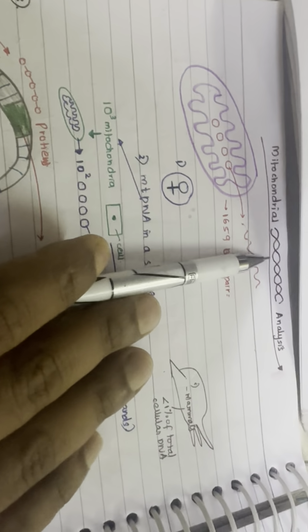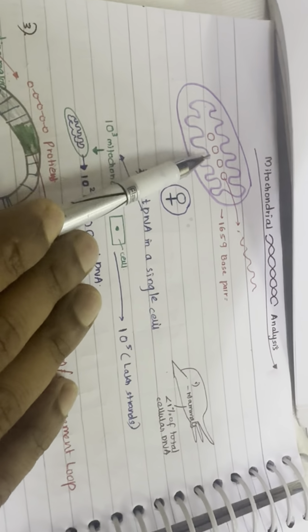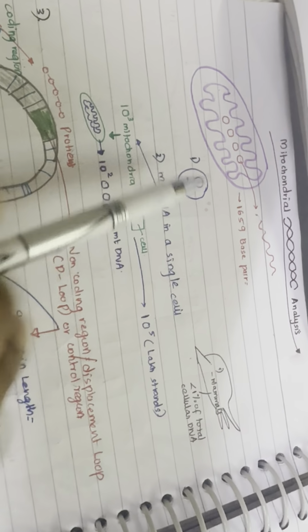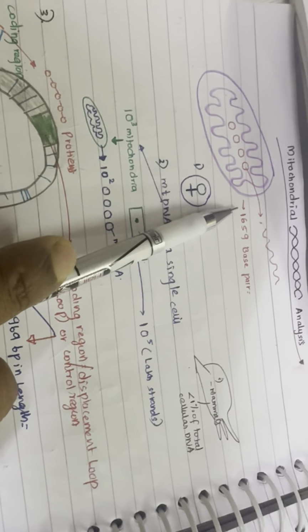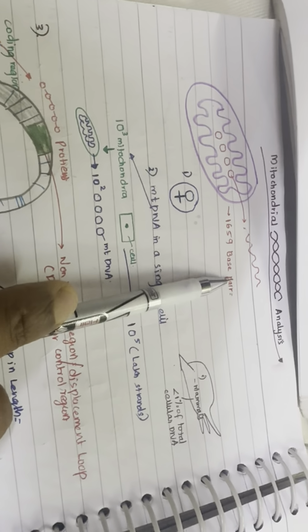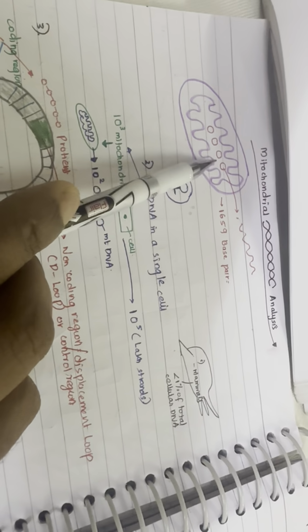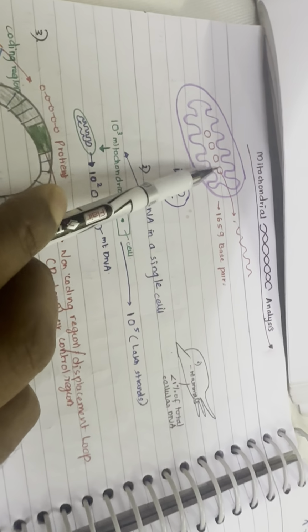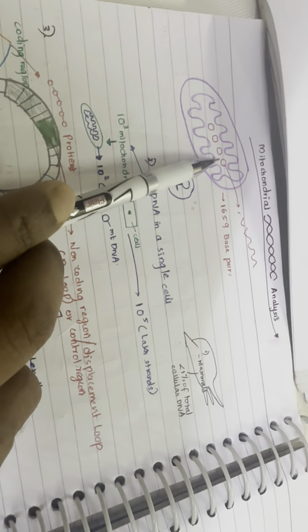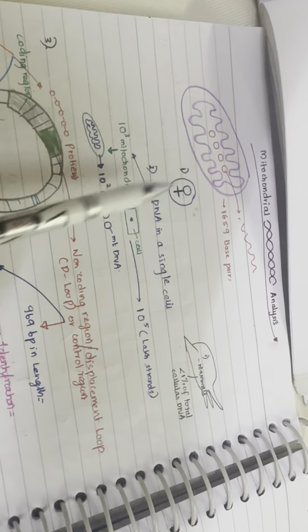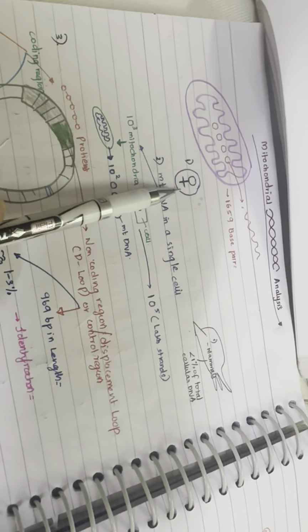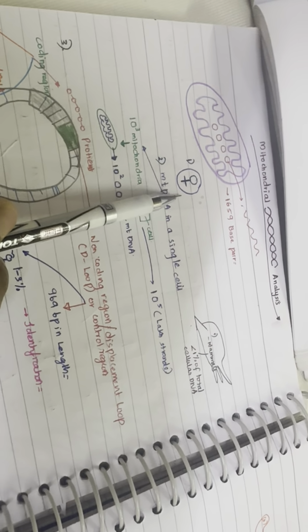Mitochondrial analysis. Mitochondrial DNA is a 16569 base pair circular strand of DNA located in the mitochondria of the cell. It is inherited solely from the mother.